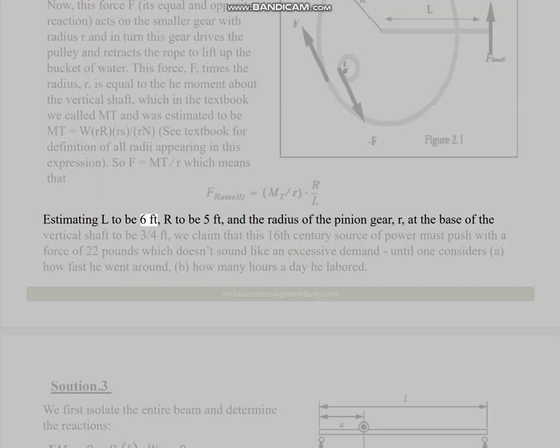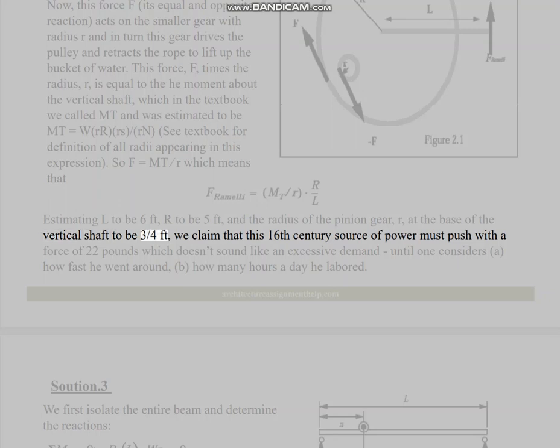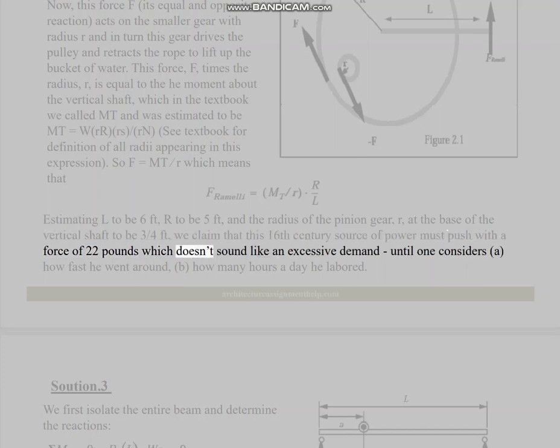estimating L to be 6 feet, R to be 5 feet, and the radius of the pinion gear, R, at the base of the vertical shaft to be 3/4 foot, we claim that the 16th century source of power must push with a force of 22 pounds, which doesn't sound like an excessive demand until one considers a. how fast he went around, b. how many hours a day he labored.